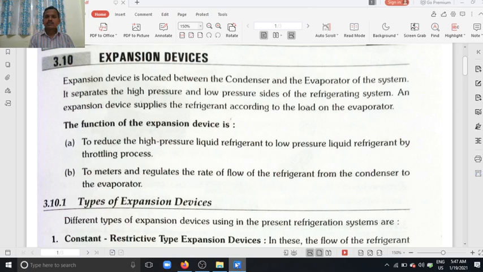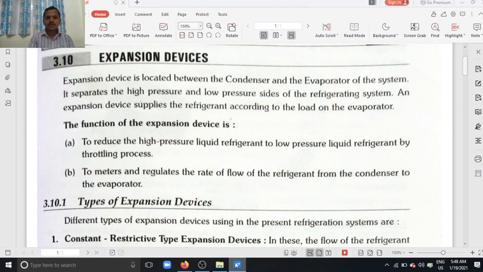The main function of this expansion device is to reduce the high pressure, that is from condenser pressure to evaporator pressure, by the throttling process. The next function is to meter and regulate the rate of flow of refrigerant from condenser to evaporator. That is mainly two functions.